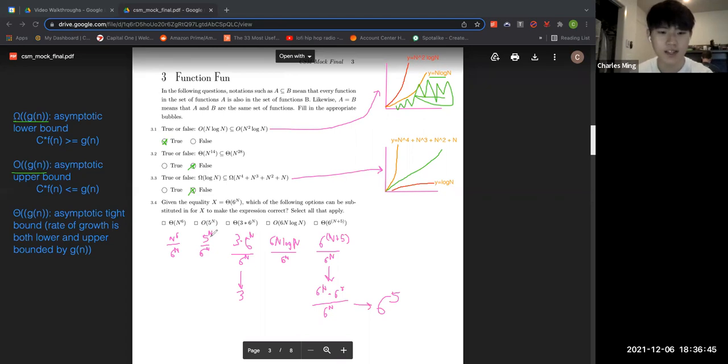The second one, 5 to the n over 6 to the n, means they differ by 5 over 6 to the n, which is not a constant. But the third one, dividing clearly gives 3, which is a constant, and so that is a valid answer choice, and we select that.